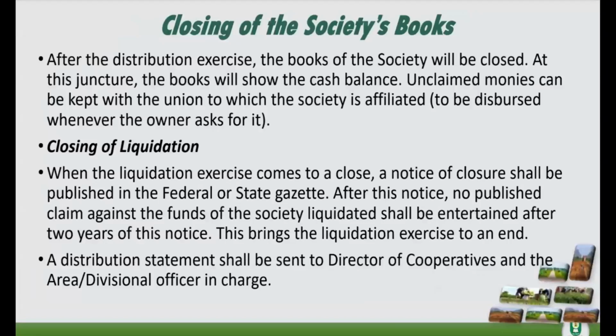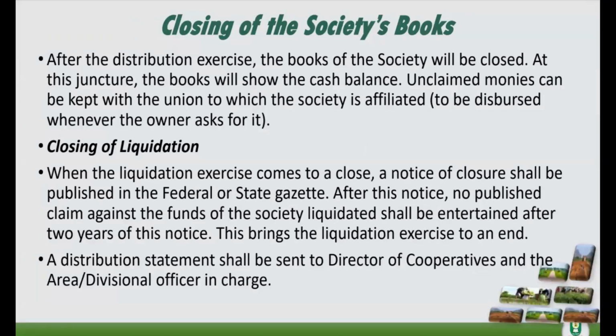Now, closing the society's books. After the distribution exercise, the books of the society will be closed. At this junction, the books will show the cash balance. Unclaimed money can be kept with the union to which the society is affiliated, to be disbursed whenever the owners ask for it.